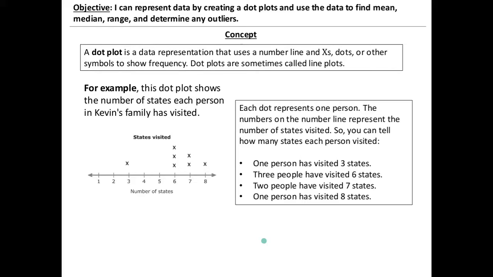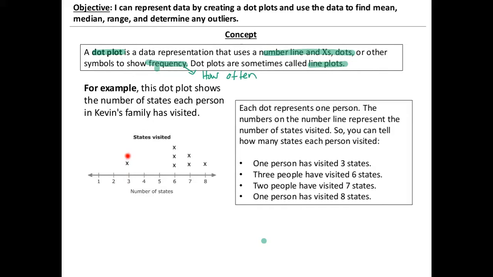Okay, so for today's lesson, we're going to be focusing on dot plots. It's a data representation that uses a number line and X's or dots or other symbols to show frequency. And then dot plots are sometimes called line plots. So if you remember, frequency basically means how often something happens or occurs. So our dot plot is going to be on a number line, and we're going to have X's or dots on top of the values.